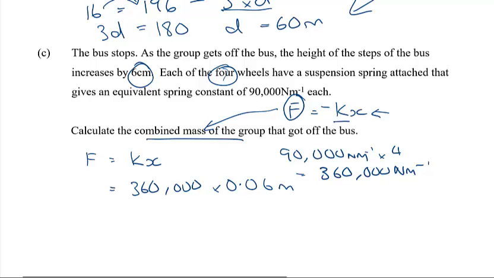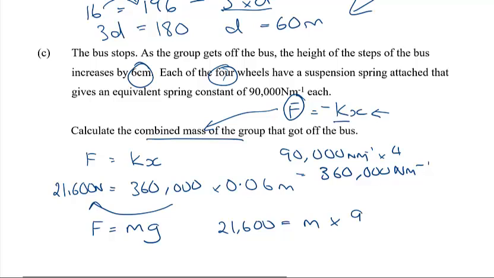And so based on that, if we multiply those two together, we'll get the weight force, and that's going to be 21,600 newtons. Now that is the weight force. So all right. So we're going to now use F equals mg. So 21,600 newtons equals the mass times by 9.8. So if we divide that in there, we should end up with a mass of about 2,200 kgs.